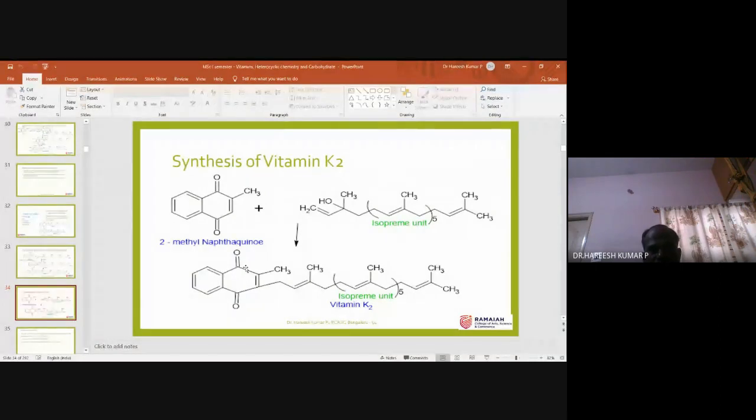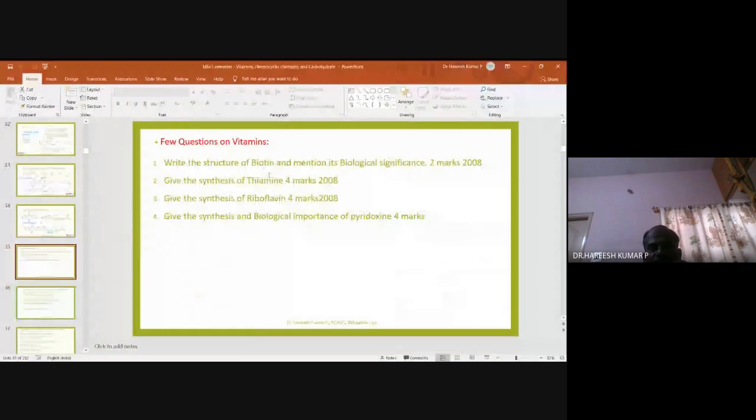So what are the questions you can expect in this chapter? What is the structure of biotin? You need to write the structure of biotin and mention its biological importance. Biotin is a coenzyme required by the enzyme that catalyzes the carboxylation of the carbon adjacent to a carbonyl group. So how the acetyl coenzyme A is converted into malonyl coenzyme A, that you can give as an example.